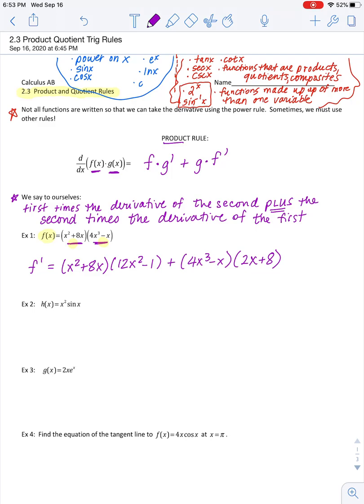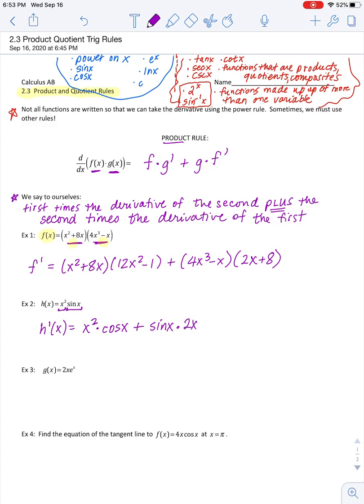But for now, just roll with it, okay? Example 2, we've got x squared as our first function, and sine x as our second function. So when I write down the derivative, I'm going to write the first times the derivative of sine x, which is cosine x, plus the second function, sine x, times the derivative of the first, x squared, which is 2x.